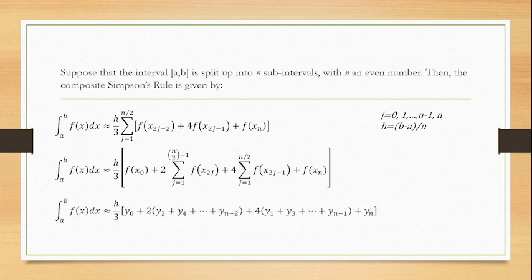Simplifying this formula, we'll have the integral of f of x dx from a to b is approximately equal to h over 3 multiplied by y sub 0 plus 2 times y sub 2 plus y sub 4 and so on up to y sub n minus 2, plus 4 times y sub 1 plus y sub 3 and so on up to y sub n minus 1, plus y sub n.